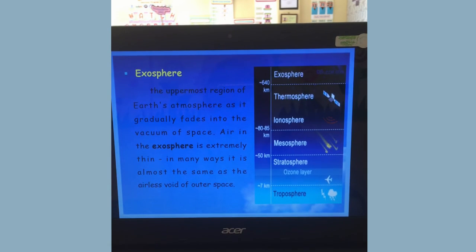The last one is the exosphere. The exosphere is the upper region of the Earth's atmosphere as it gradually fades into the vacuum of space. Air in the exosphere is extremely thin. In many ways, it is almost the same as the airless void of outer space.